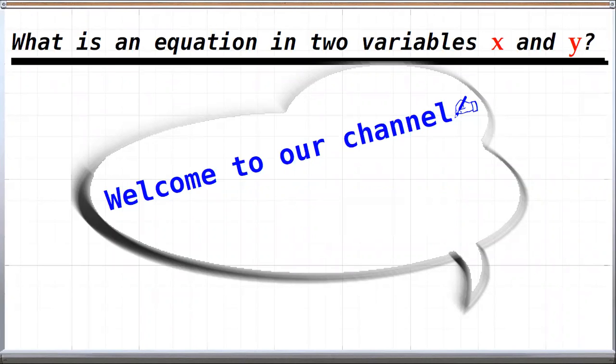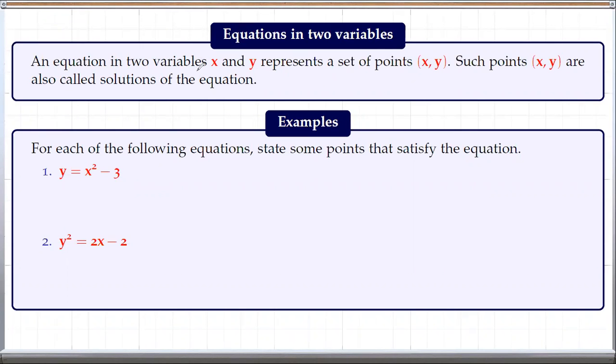In this video, we will talk about equations in two variables. So first, let's define what we mean by equations in two variables. An equation in two variables, x and y, represents a set of points xy. And these points xy are called solutions of the equation.